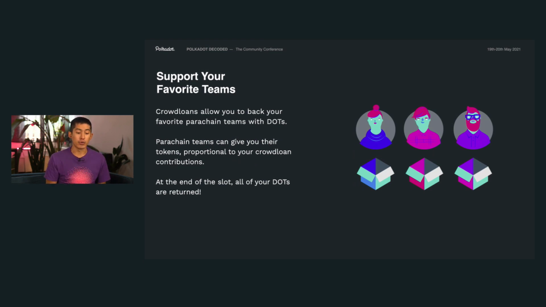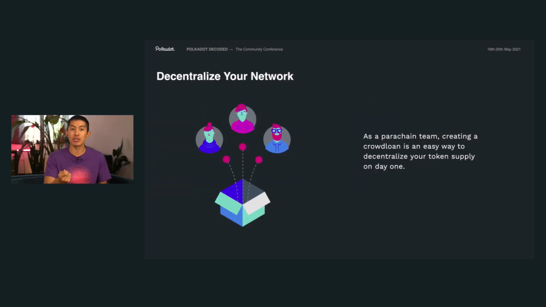And then as a DOT holder, crowdloans are an amazing way for you to shape the future of the network. You can back the parachain teams which you think will provide the greatest value. You can even get some of the parachain tokens or other rewards along the way. And remember, all of you get them personally invested in your success as a parachain. So it really is a win for everyone.